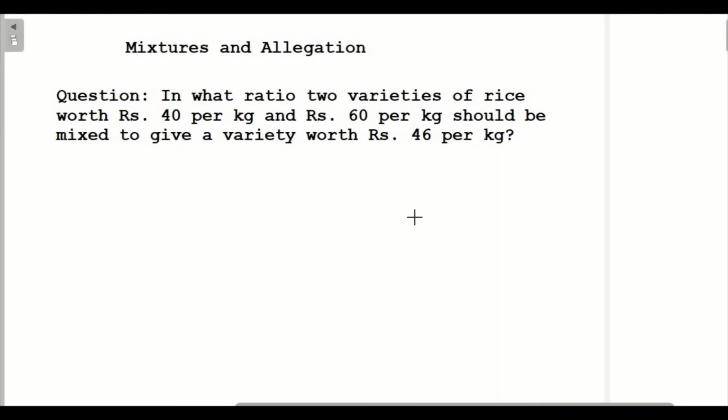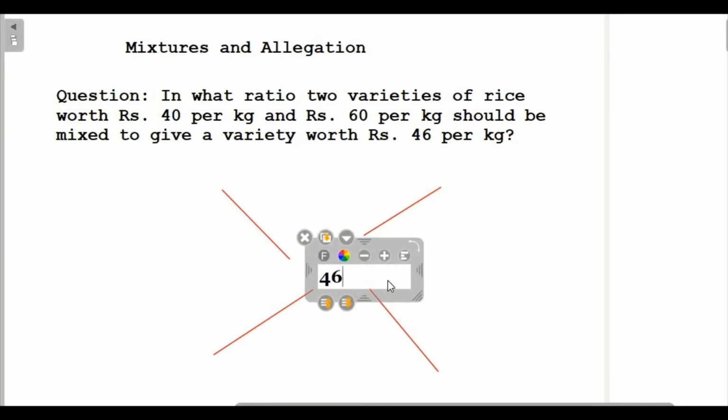Okay, next thing is mixture and allegation. In what ratio must two varieties of rice worth rupees 40 per kg and rupees 60 per kg be mixed to give a variety worth rupees 46? So we have to mix the two varieties of rice in some ratio. For allegation we have to draw an arrow, then only it is easier for you to understand. So we have to get rice at 46 rupees per kg by mixing these two.